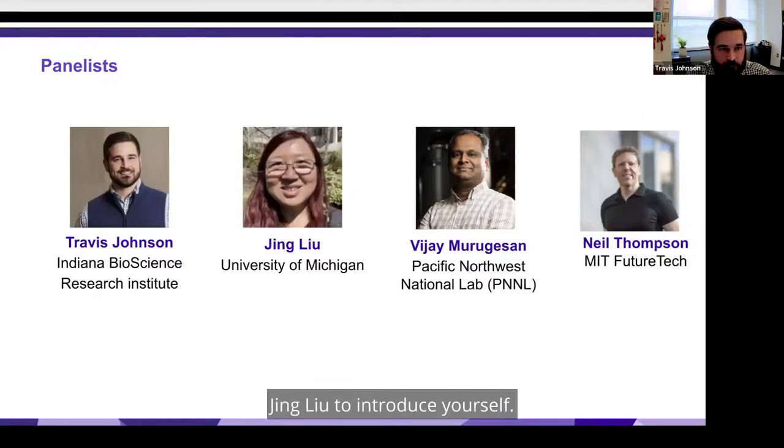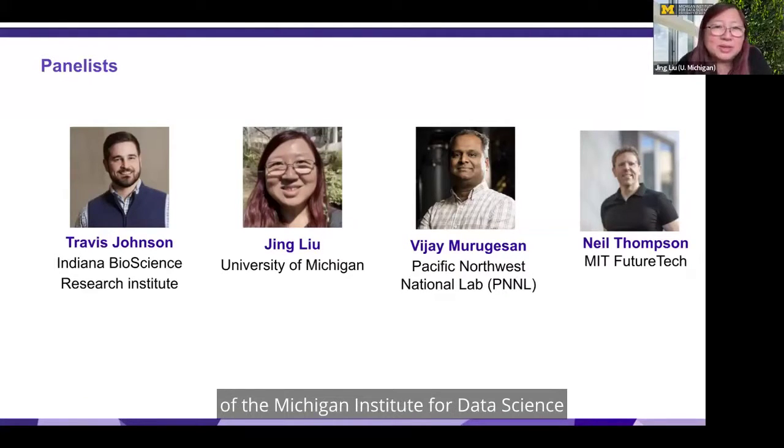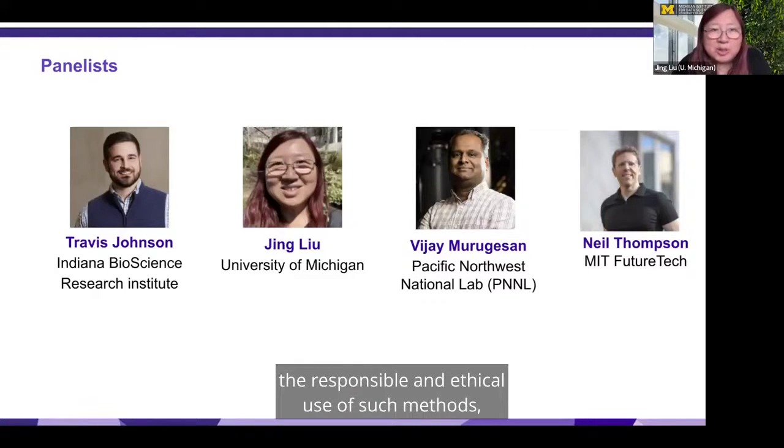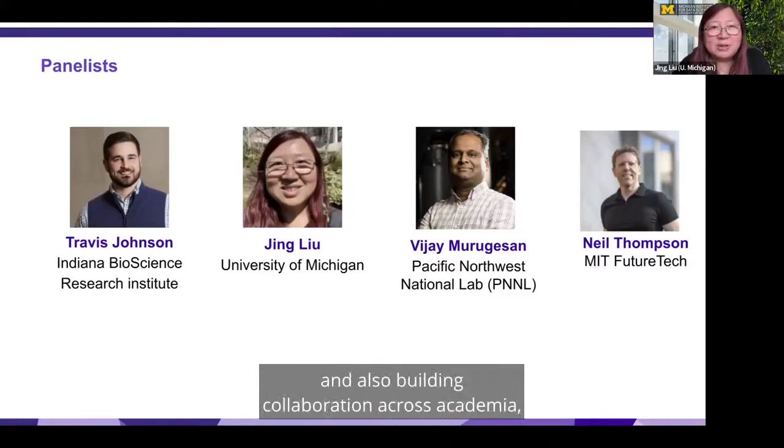Fantastic. Thank you, Travis. All right, I'll turn it over to Jing Liu, to introduce yourself. All right. My name is Jing Liu. I am the Executive Director of the Michigan Institute for Data Science at the University of Michigan. So my institute is a campus-wide research institute that enables the use of data science and AI methods for scientific and societal impact. So through research, training, and collaboration. Specifically for AI and generative AI, we focus on enabling the use of such methods broadly in research, the responsible and ethical use of such methods, and also building collaboration across academia, industry, and government.